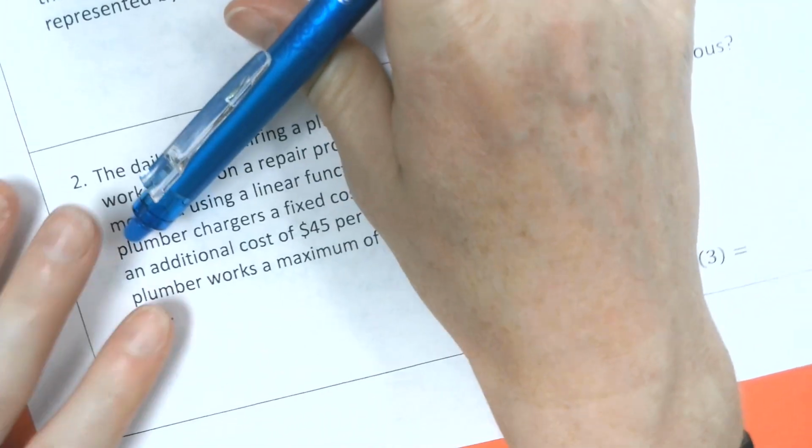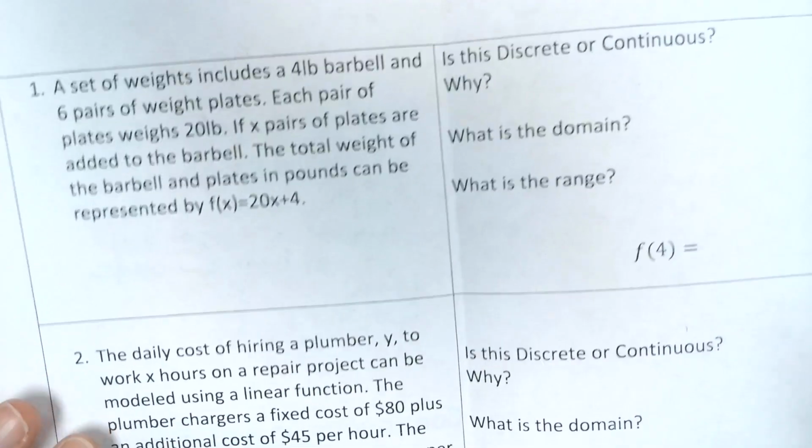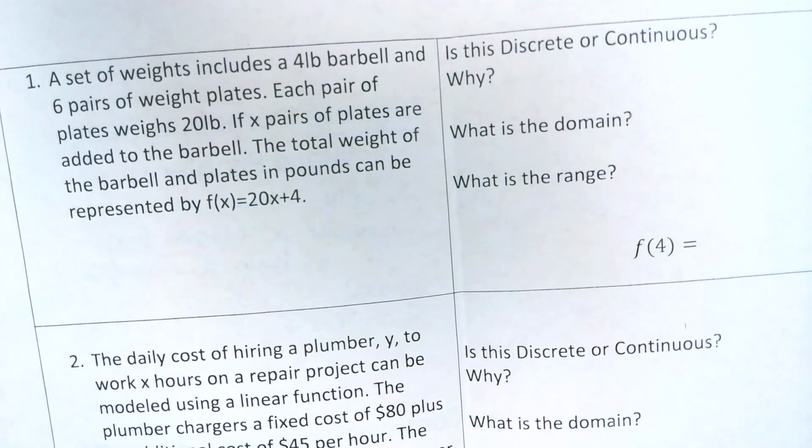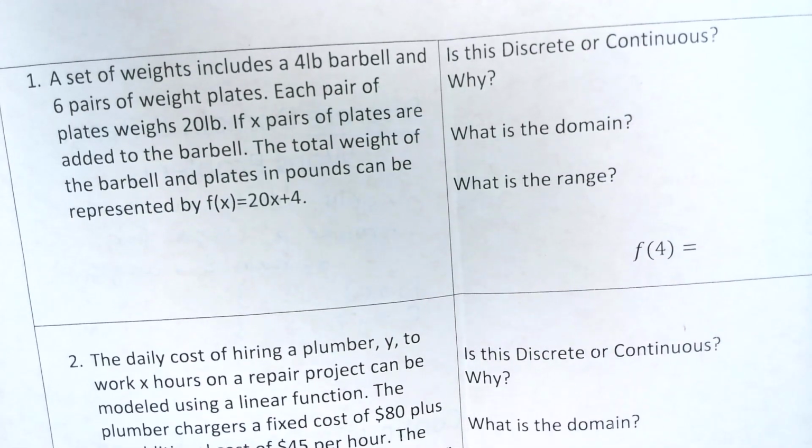Okay, so we have 2 word problems. So we're going to have to figure out what it's saying. Is it discrete or continuous in the domain and range? And then do a little bit of function notation. Number 1, a set of weights includes a 4-pound barbell and 6 pairs of weight plates. Each pair of weight plates weighs 20 pounds. If X pairs of weight plates are added to the barbell, the total weight of the barbell and plates in pounds can be represented by the function f of x equals 20x plus 4.